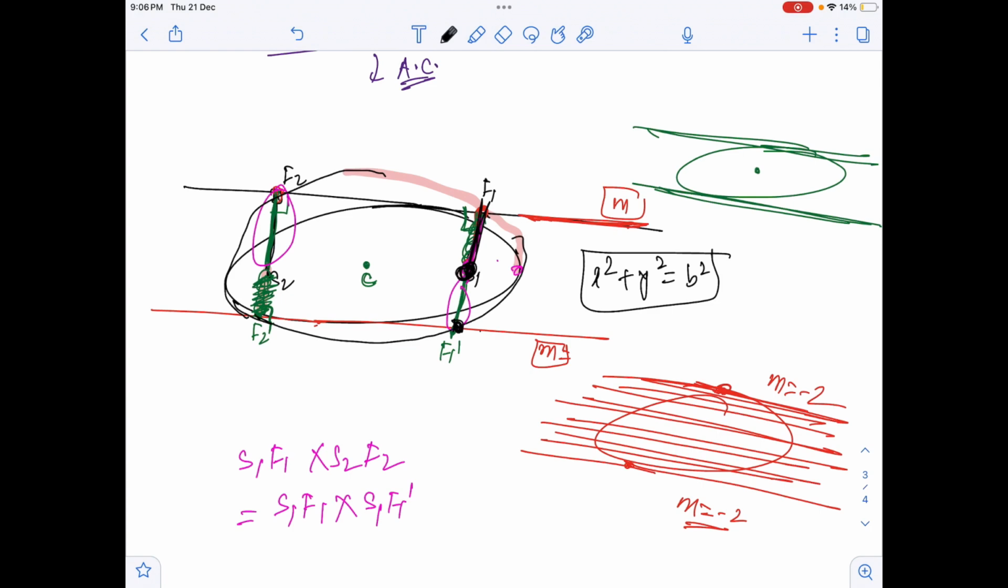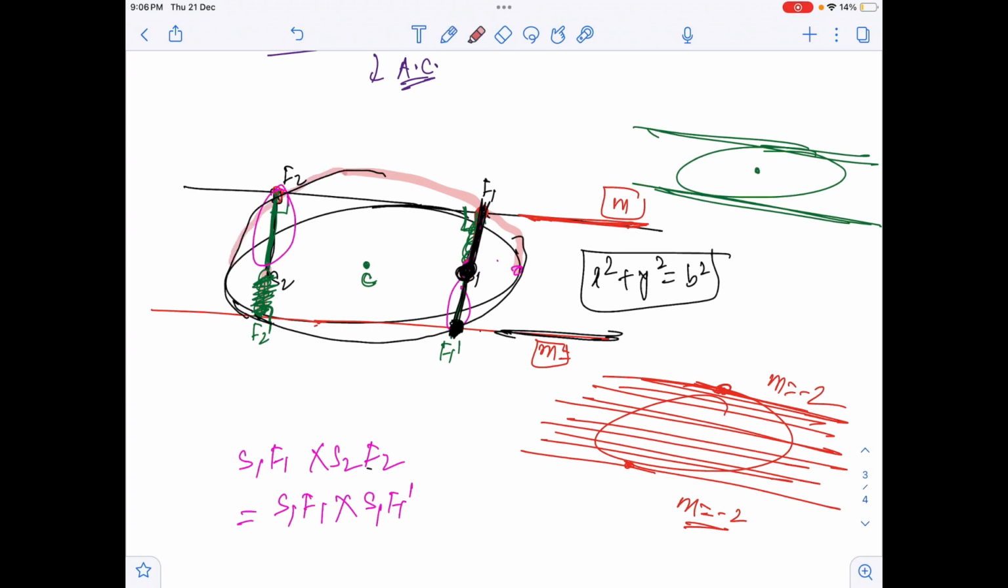So I hope you are getting the feel, right? Yeah, so this is some kind of correct diagram. So we have S1 F1 and S1 F1 dash. So F1 dash and F1 both lie on a circle because of the same property. And now we have a new tangent from focus for the perpendicular line on circle. So S1 F1 into S2 F2 can be written as S1 F1 into S1 F dash.